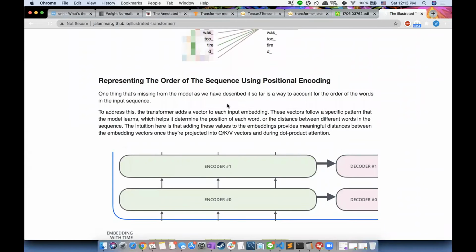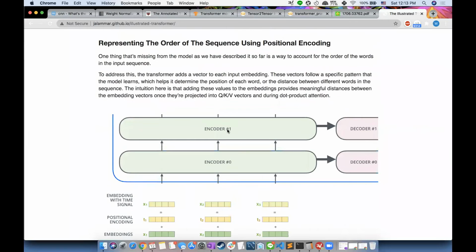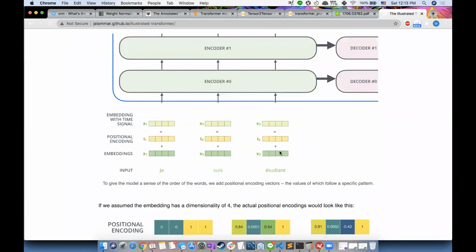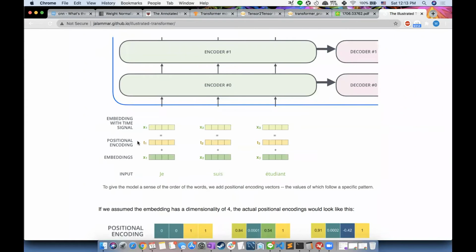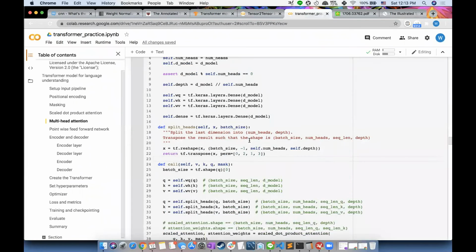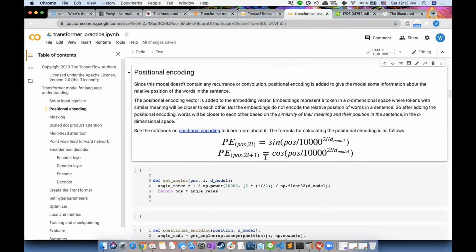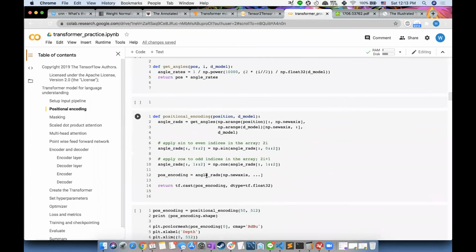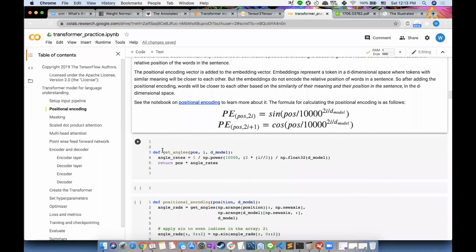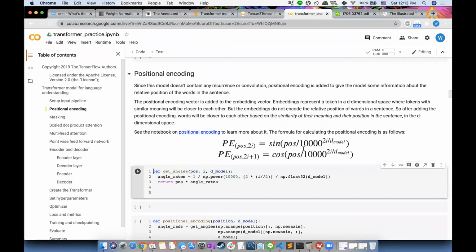Representing the order of the sequence using position encoding. So we're not just using X. That was a bit simplified. We are also adding a position encoding. How is it calculated? How is it implemented? We will do that here, okay? We'll explain that in the paper as well, but it's implemented here. Okay, and it's calculated like that.